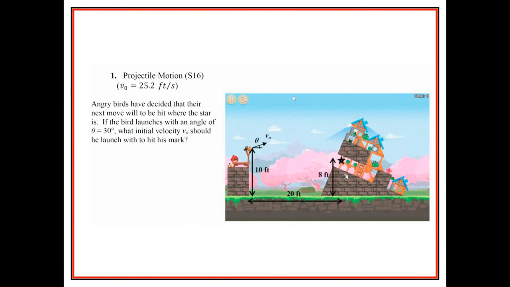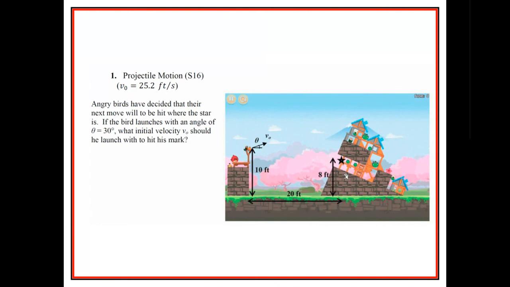This is the Angry Birds problem. So what we have here is we want to find the initial velocity, right? We have a point in space. They're showing this little star right here, and we know that it's starting 10 feet up off the ground, 20 feet away from the location we want to go to, which is 8 feet off the ground. And we know that the launch angle is 30 degrees. So we need to know what the initial velocity is. And we're told what the answer is going to be, which is kind of nice of them, don't you think?